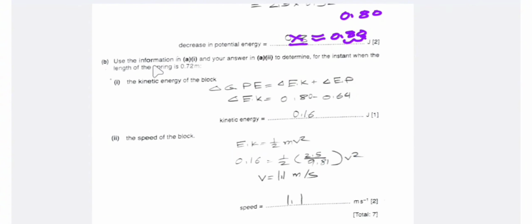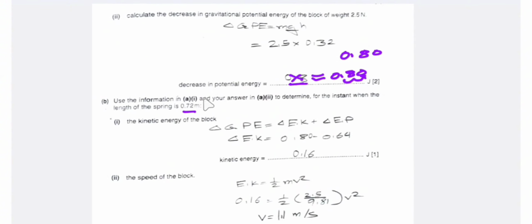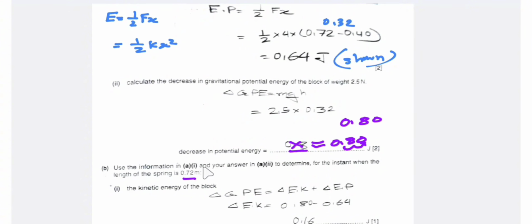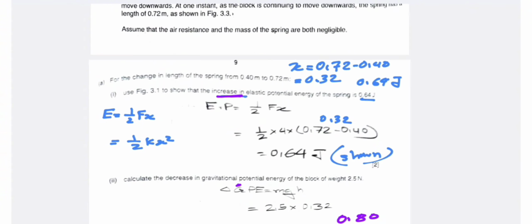Use your information in A1 and your answer in A2 to determine, for the instant when the length of the spring is 0.72 meter, the kinetic energy of the block. So from A1 and A2, we need to use both the answers. From A1, there is an increase in elastic potential energy, and from A2, a decrease in gravitational potential energy.